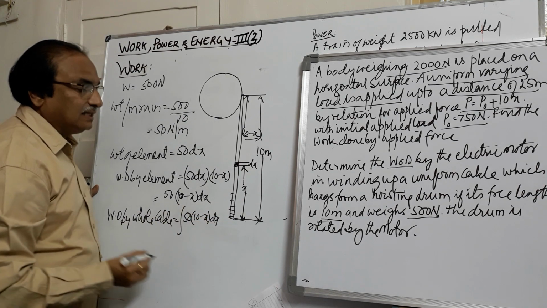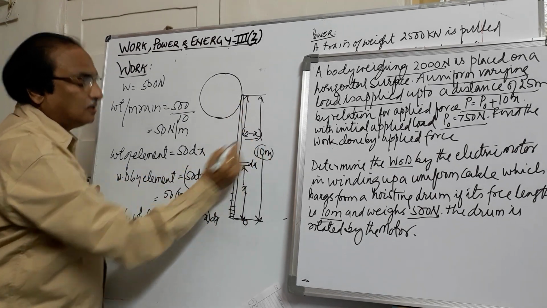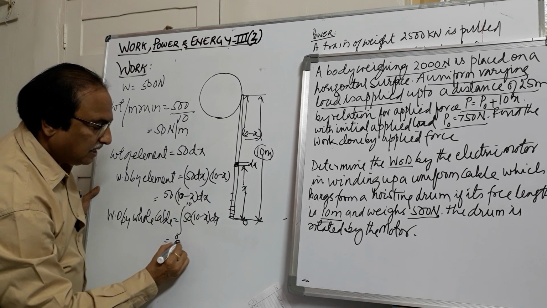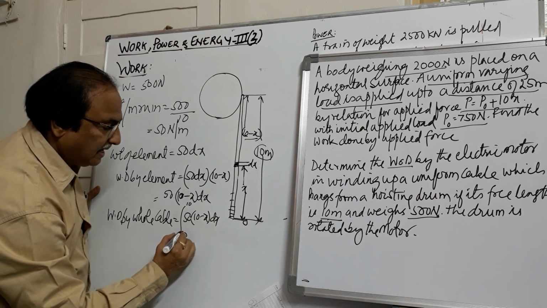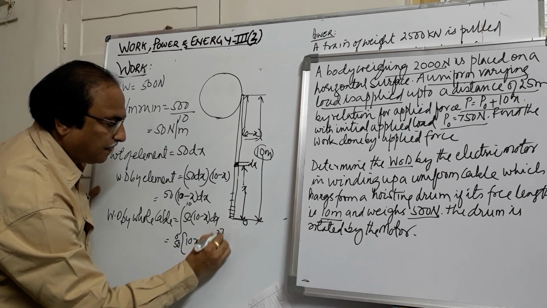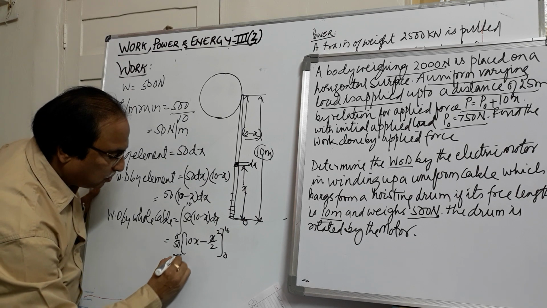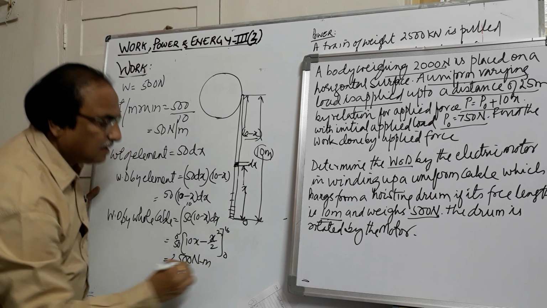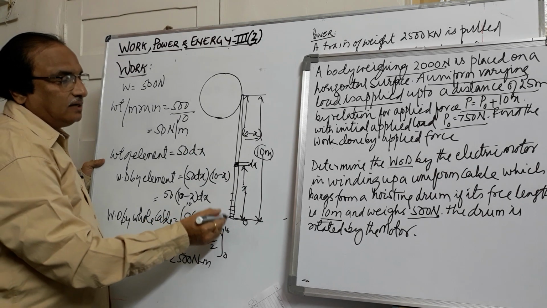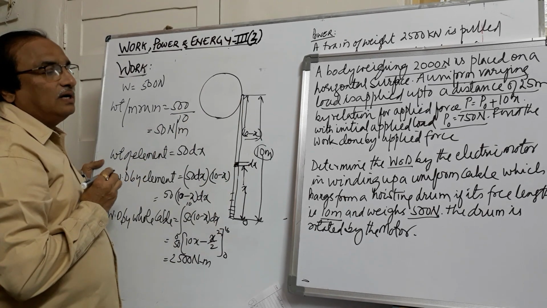We will integrate it, and the limits of integration: we are measuring x from here. x is equal to 0, and the height is x is equal to 10. So 0 to 10. If we integrate this, 50 is outside. Integration of 10 will be 10x, minus x squared by 2, from 0 to 10. If you simplify this, you get 2500 Newton meter. So this is the work done by the electric motor in drawing up the cable of length 10 meters.